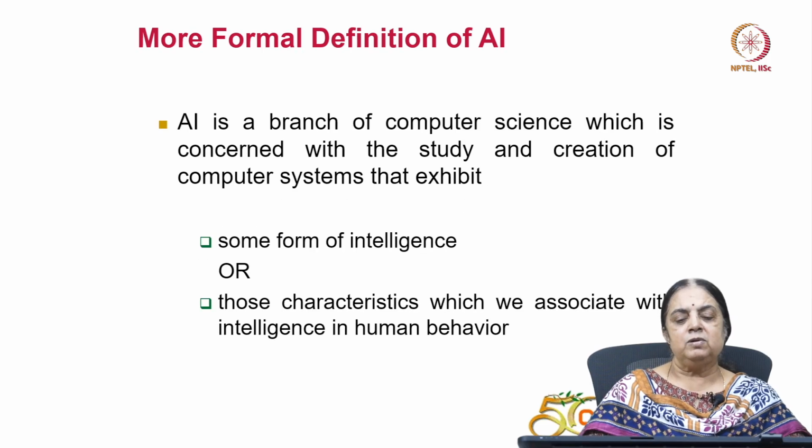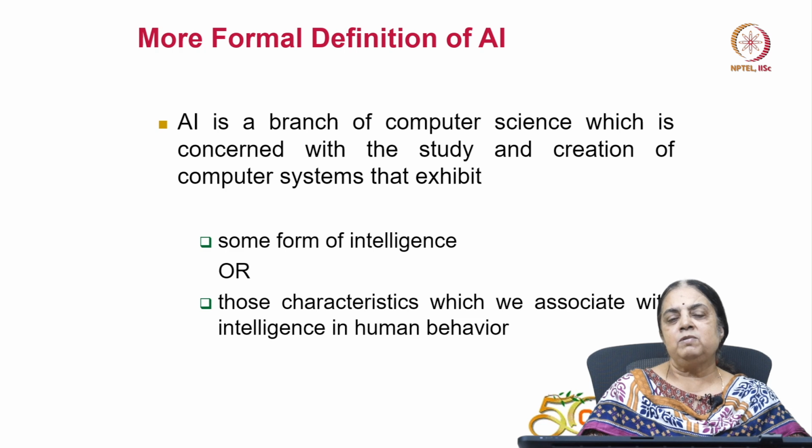Okay, so let us go into some definition of artificial intelligence. We can say that it's a branch of computer science. AI is considered to be a branch of computer science where you are trying to study and create computer systems that exhibit some intelligence, or which we associate with intelligence in human behavior. So when a human does even things like recognizing a person, or even a child recognizing a person, you can say that it is using its intelligence, right?